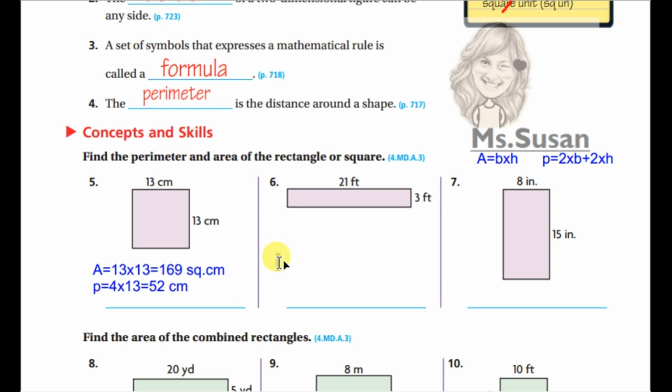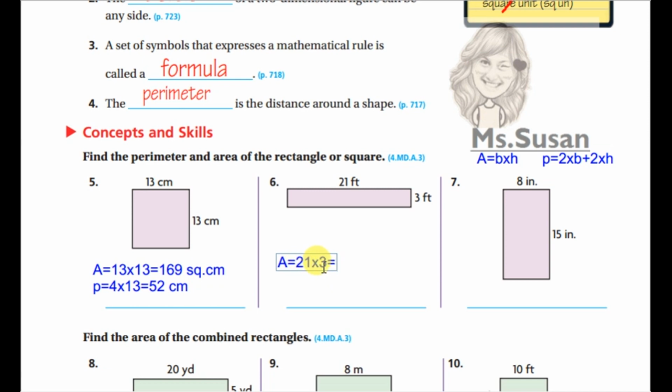Okay, let's move to the next question. Number 6. What is the area here? Use the formula again. The formula tells me area is equal B times H. B is the base. What is the base here? It's 21 times the height. What is the height? It's 3. So let's multiply.